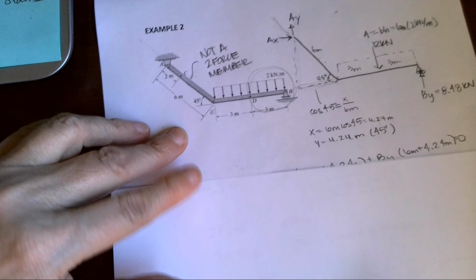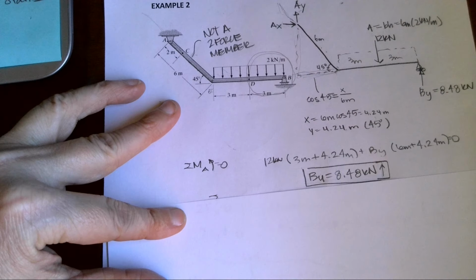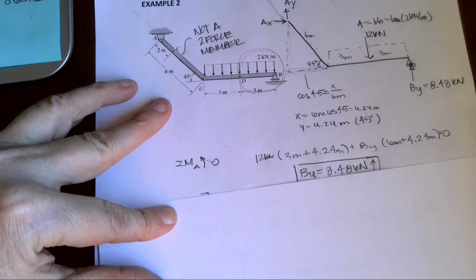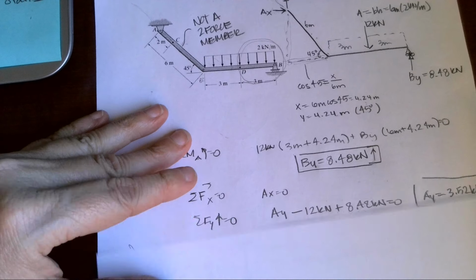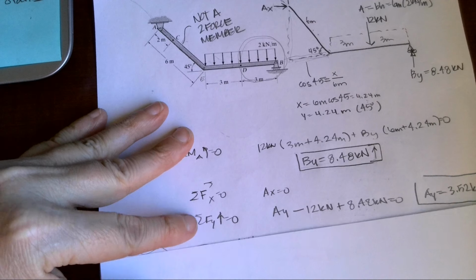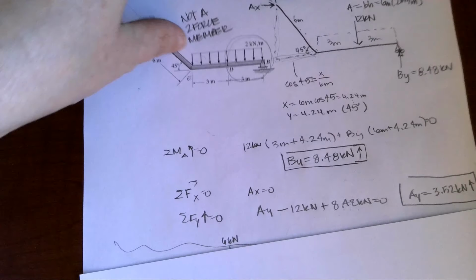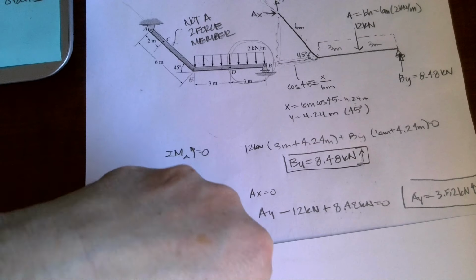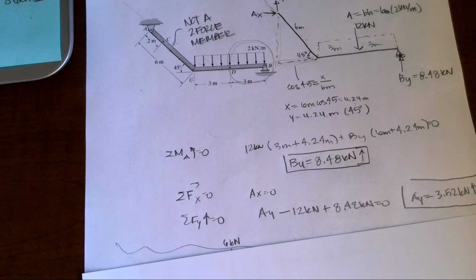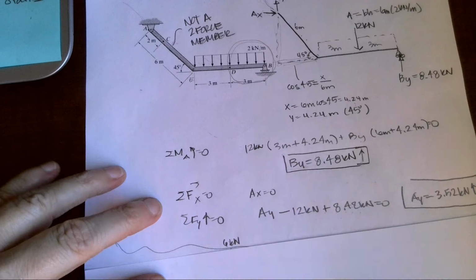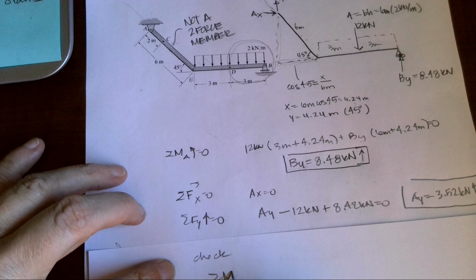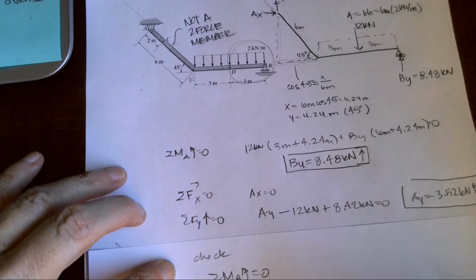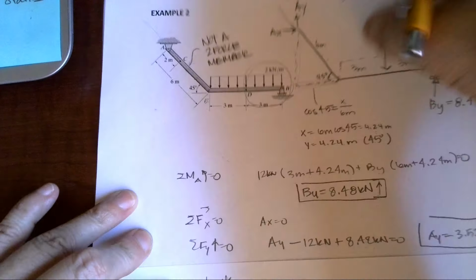So I summed the moments about A, and I got 8.48 kilonewtons up. Again, we always show direction when we find a reaction. I summed forces in the X direction, got 0. I summed forces in the Y direction, and I got that AY is 3.52 kilonewtons. Now, I always say in statics, you should never have a wrong answer. If I wanted to check my work, I could go back and sum the moments about point B, and they should still equal 0.